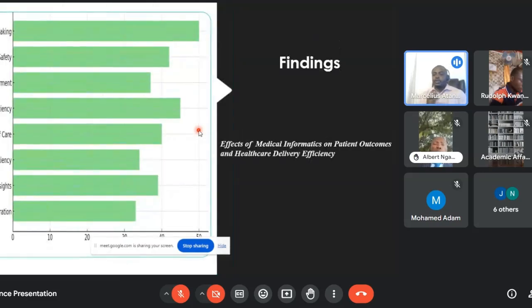The next question was the impact of medical informatics on patient outcomes and healthcare delivery efficiency. Based on the data we collected, we saw that there is high improvement in clinical decision making. There is also enhanced patient safety, patient engagement and empowerment. So patients have to take some responsibility on their health.